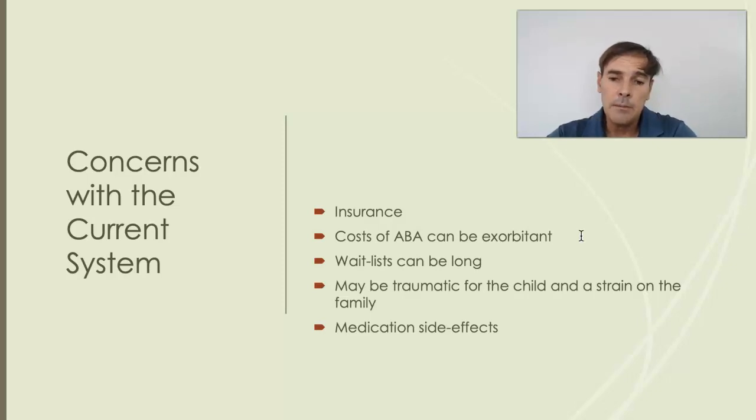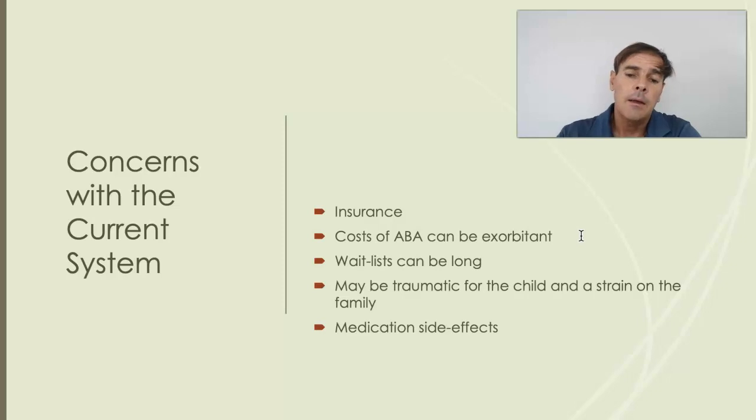ABA wait lists can be very long. I think here in Hawaii it can typically be 2 or 3 months, even longer, to get ABA services in many instances. The wait list is tough too, because time is precious. When you're not treating a child with autism in those critical developmental years, you're losing time, and time is of the essence.